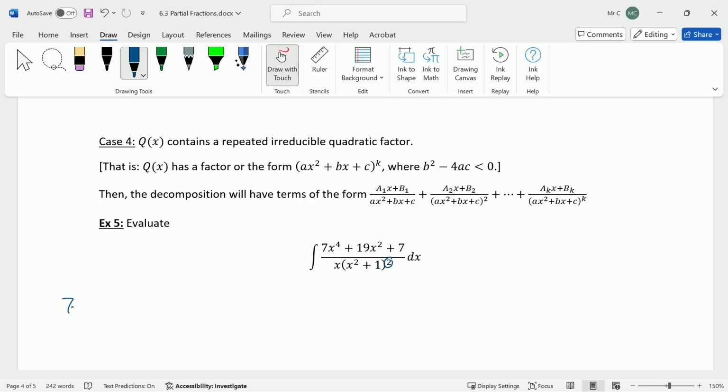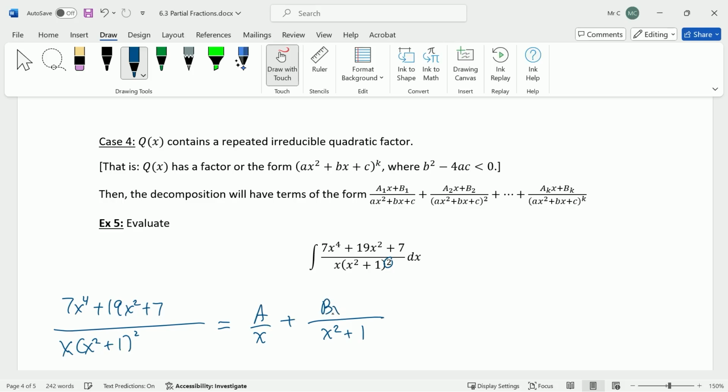So we'll start out by working on our fraction, our partial fraction decomposition. And since x is a linear factor, we'll get an a over x term plus. Now we've got our x squared plus 1 to the first power, and up top we should get a linear expression, bx plus c, plus. And now we get x squared plus 1 squared in the denominator, so that's going to be dx plus e.